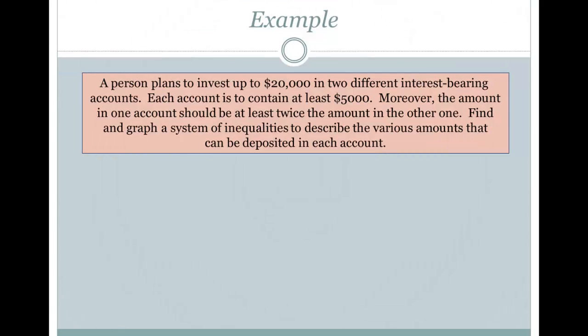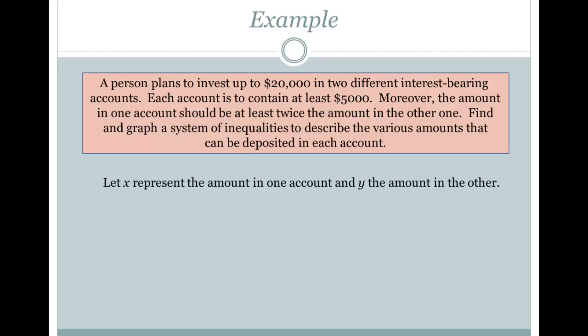Okay, let's do another example with a word problem. A person plans to invest up to $20,000 in 2 different interest-bearing accounts. Each account contains at least $5,000. Moreover, the amount in one account should be at least twice the amount in the other. Find a graph of the system of inequalities to describe the various amounts that can be deposited in each account. Again, I got to take the words, make some sense of it, and then I'll graph the solution. So let x represent the amount of money in one account and y the amount in the other.